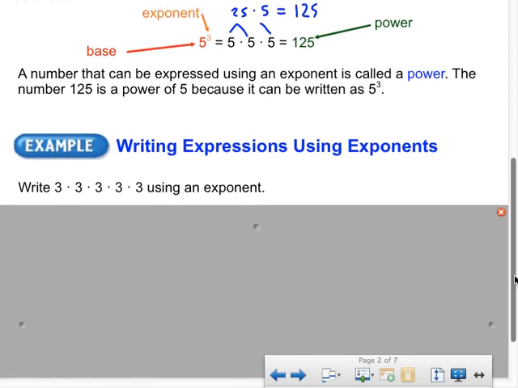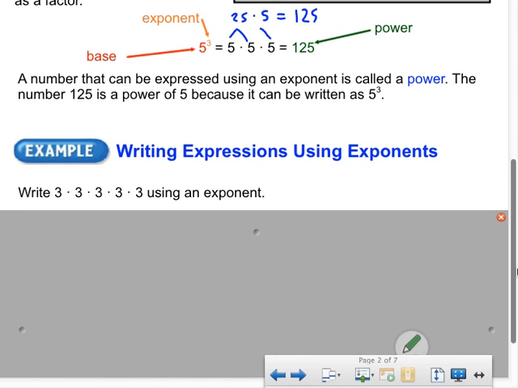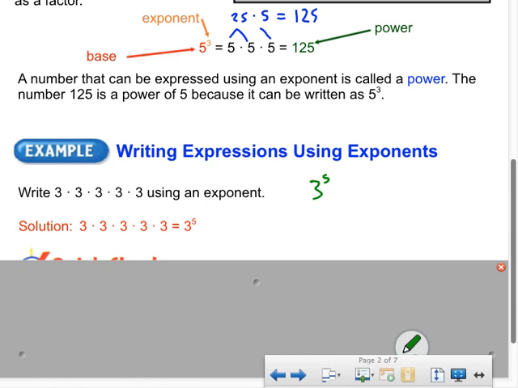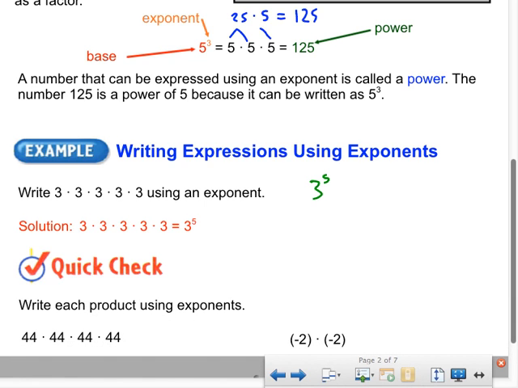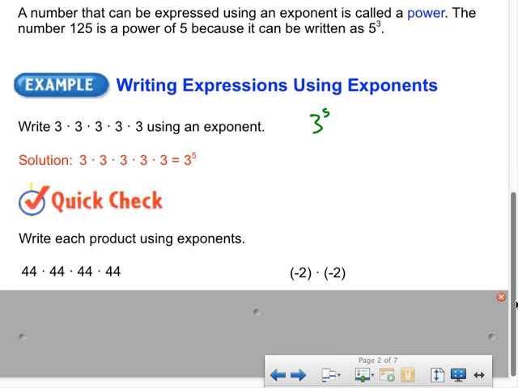Okay, I'm going to write 3. And what's my little number going to be? Yeah. Is that easy? See how easy it is? Before I give you this pass, can you rewrite these using exponents?